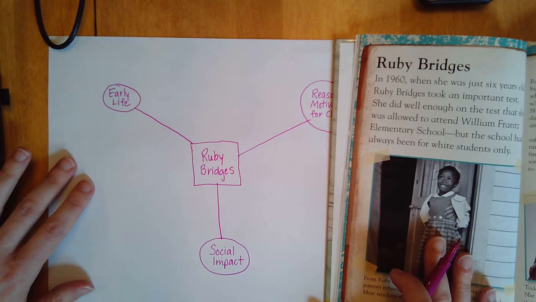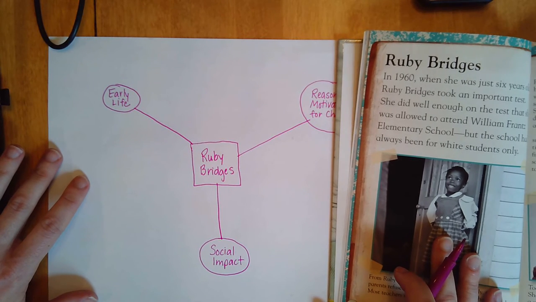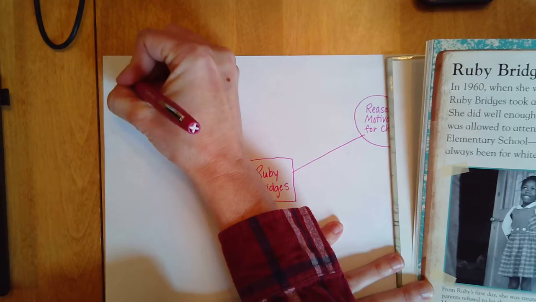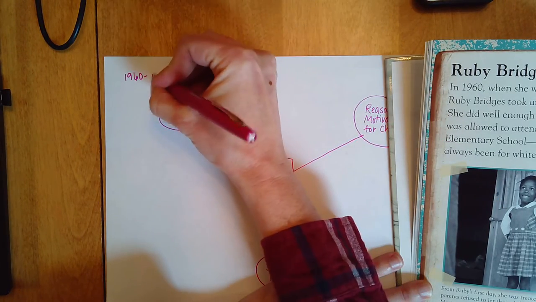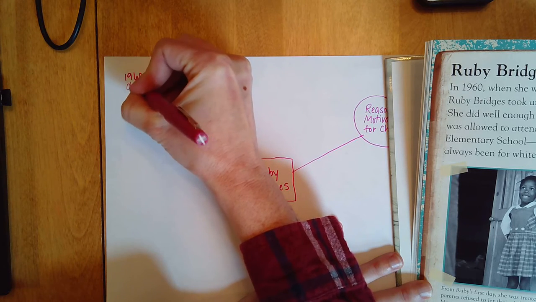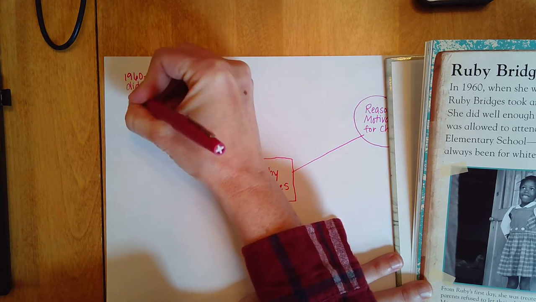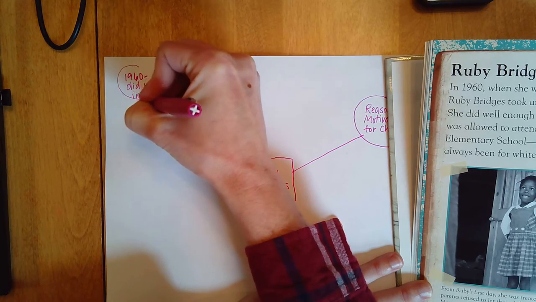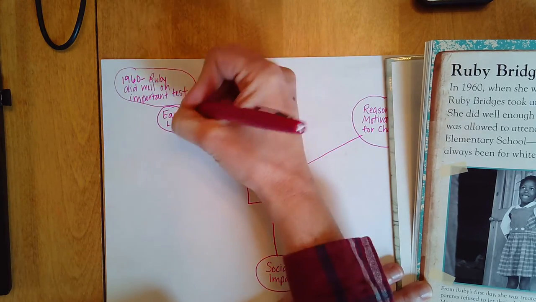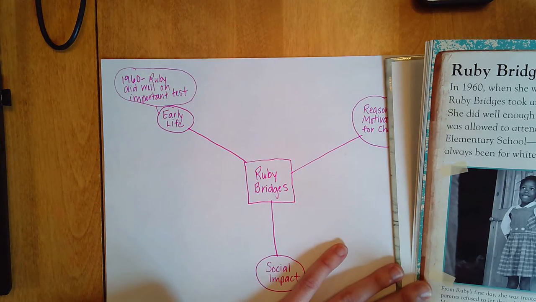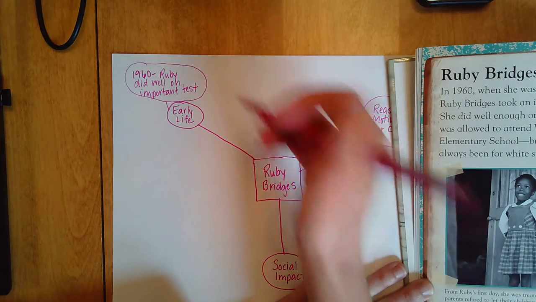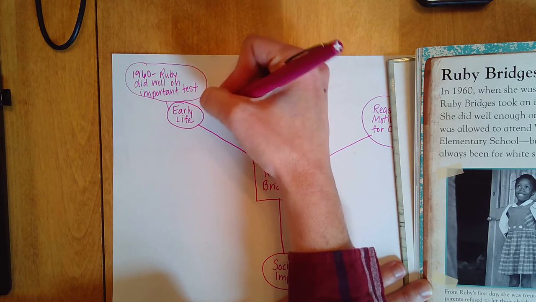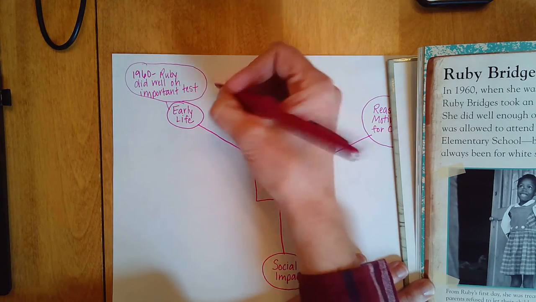One of the things I'm going to really practice as I'm taking notes is to put things in my own words. So I can combine a couple of those sentences and say, 1960, Ruby did well on an important test. So this is kind of like my detail. Early life is going to be one of the main ideas, and it's going to be one section of your report. And another detail that I can add to that, and you might even decide that you want to do boxes and bullets, if you want to just make a box and put different bullets for each of these different things. I'm just trying out the web idea here.